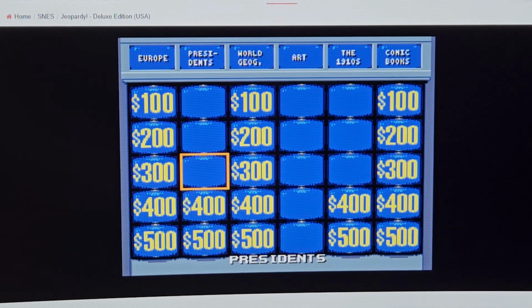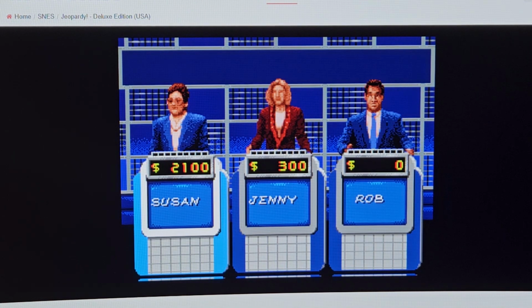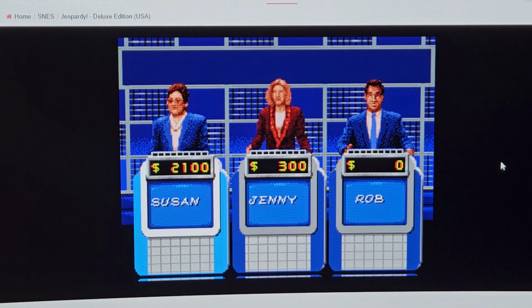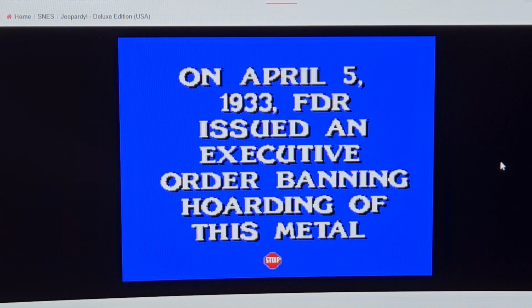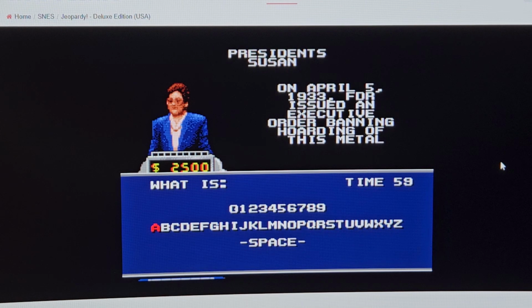All right. How about presidents for 400? The answer is... When Reagan retired to California, he urged repeal of this constitutional amendment. What is the 22nd? Okay, let's finish it up for 500. The answer is... On April 5th, 1933, FDR issued an executive order banning hoarding of this metal. What is a gold rules?